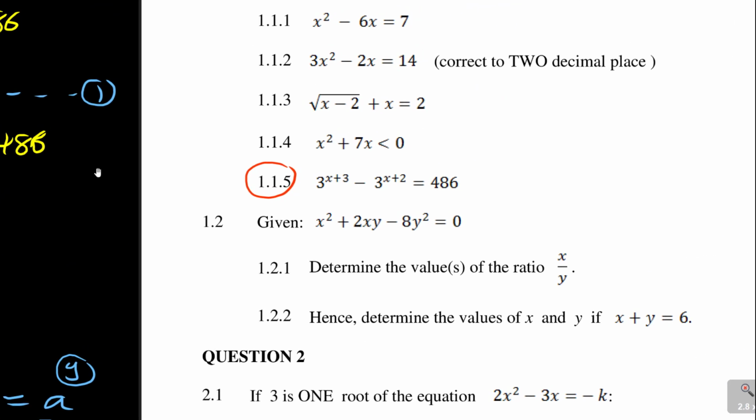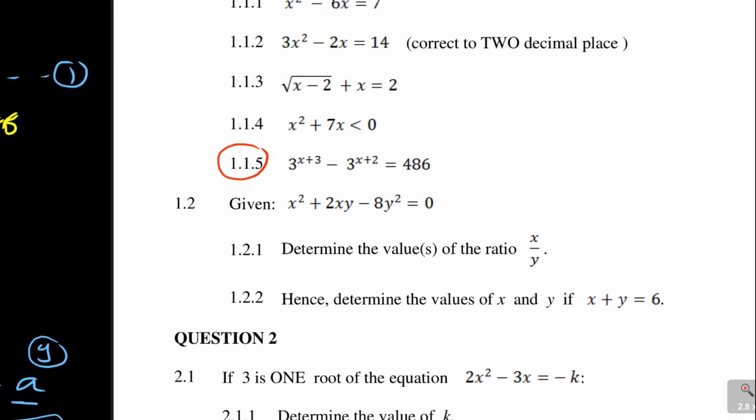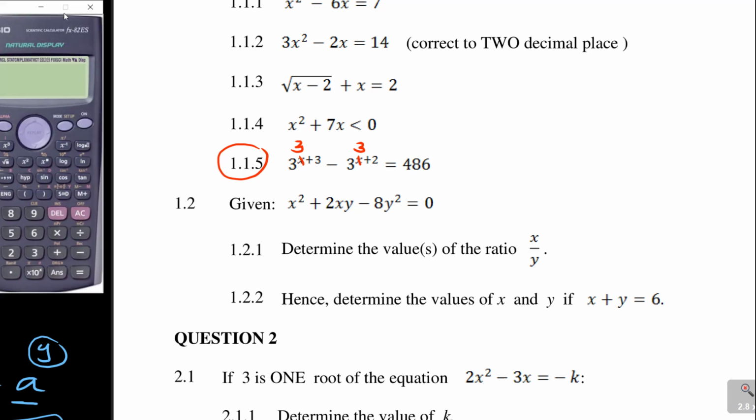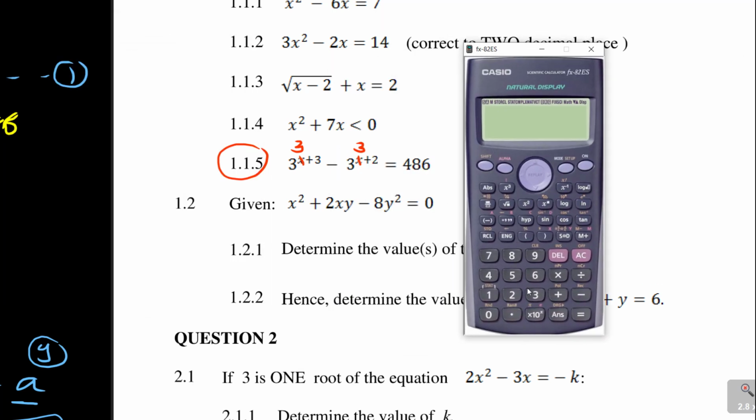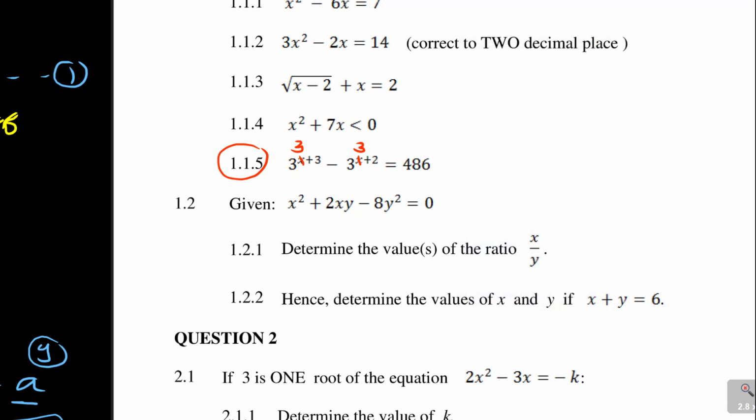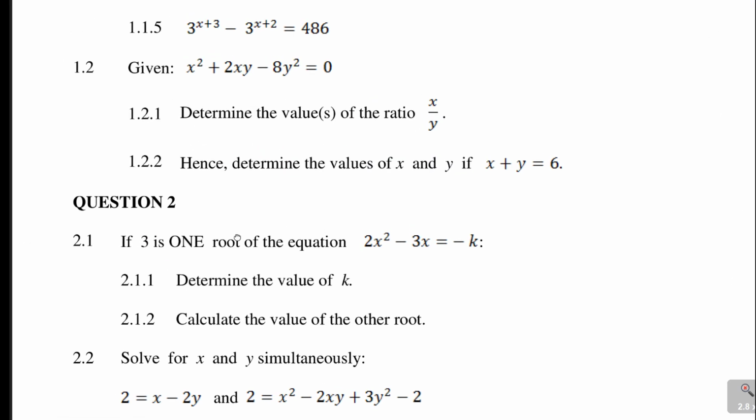But another thing, do you just leave your answer like that? Absolutely no. If x is equal to 3, you come to your x here, you put a 3, you come to the x here, you put a 3, and then you check, is it going to give me 486 on the right hand side? So it's 3 to the power of 3 plus 3, and then minus 3 to the power of 3 plus 2. Do that, there it is, it balances. Left hand side is equal to right hand side. So these are the things you need to verify with yourself just to ensure that you're getting everything right.